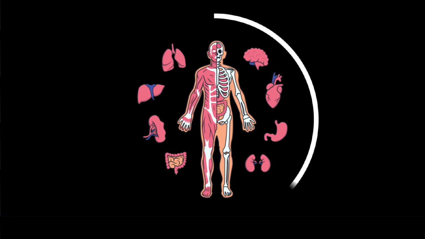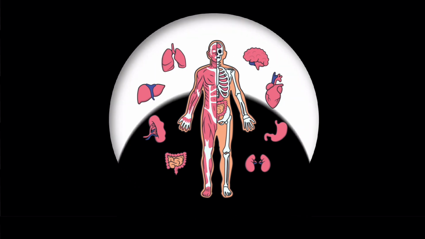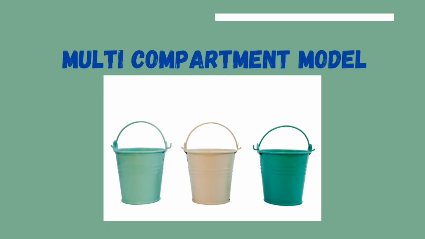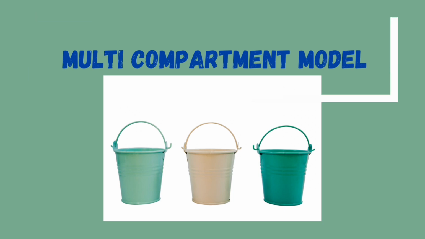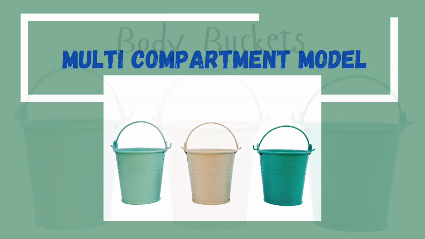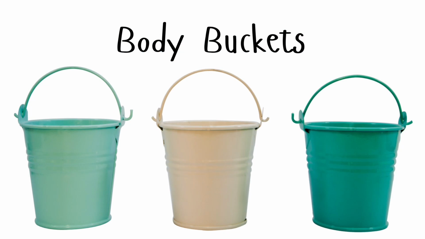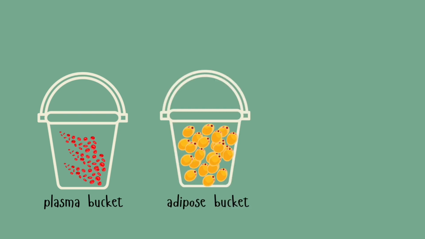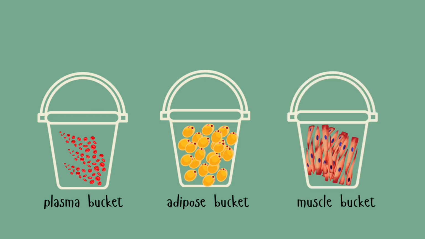Most drugs, however, will not follow the one-compartment model. The body is composed of many different tissues and organs, all with different properties that create theoretical buckets for drug distribution. The multi-compartment model attempts to account for this. We will use 3 body buckets to explain the concept of the multi-compartment model for volume of distribution. Our first bucket will be the plasma bucket. It represents drug in systemic circulation. Our second bucket is our adipose or fat tissue. And our third bucket is going to be muscle.